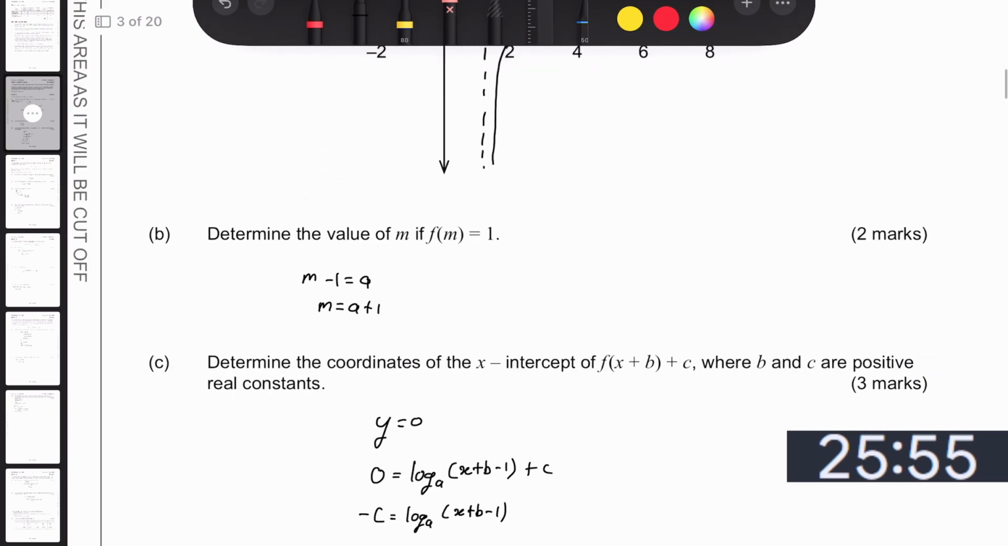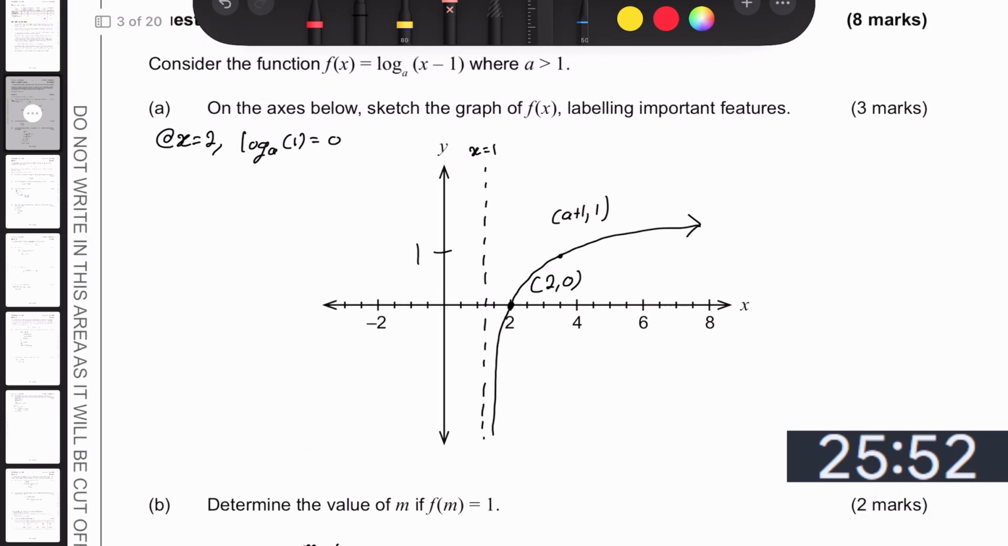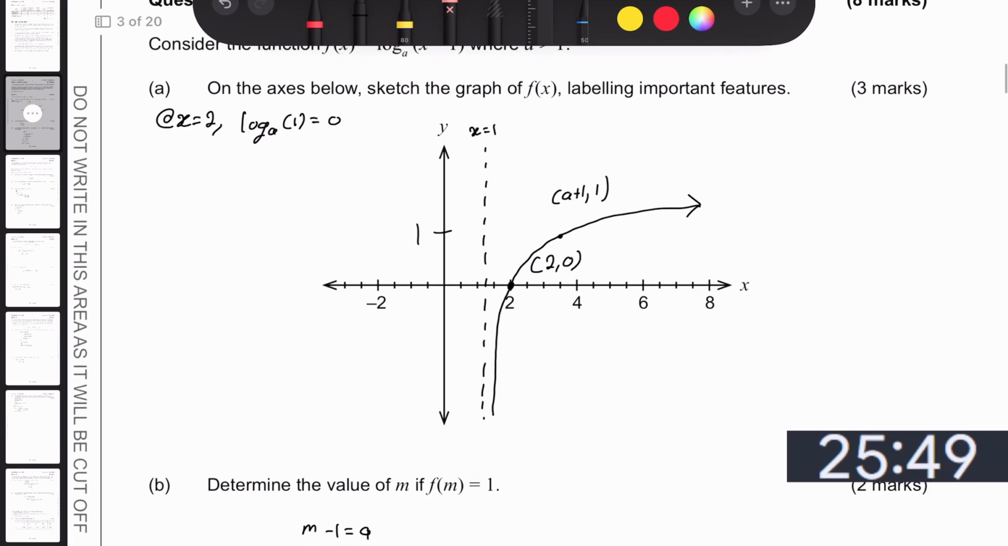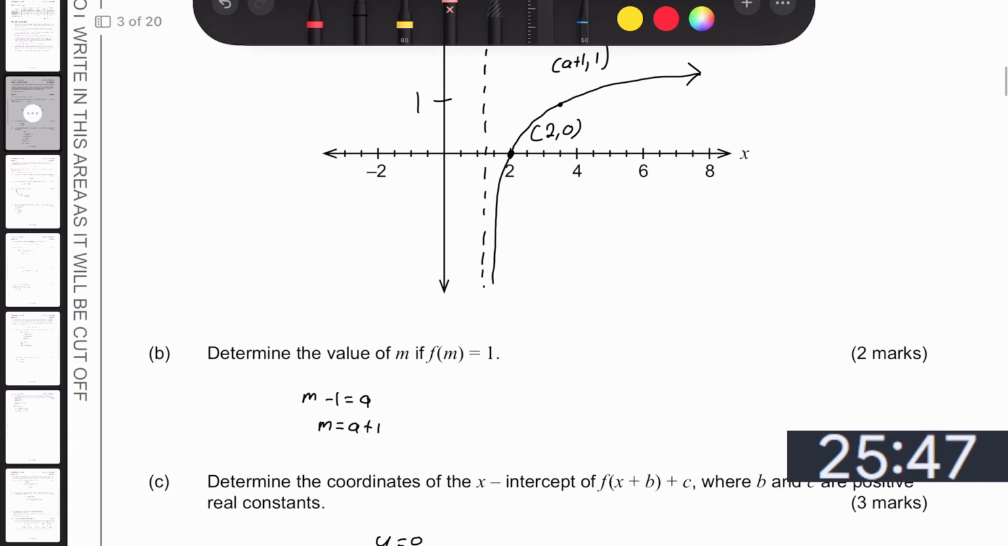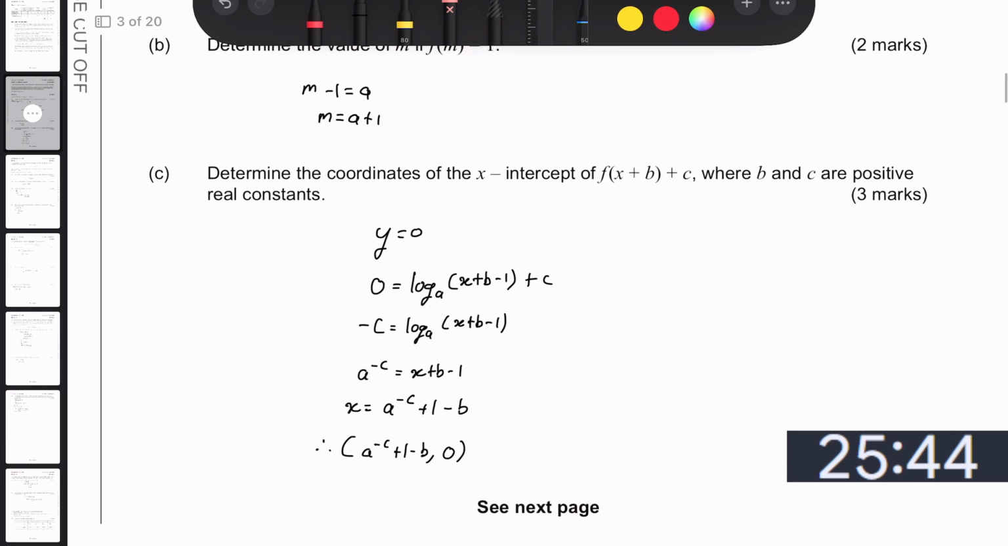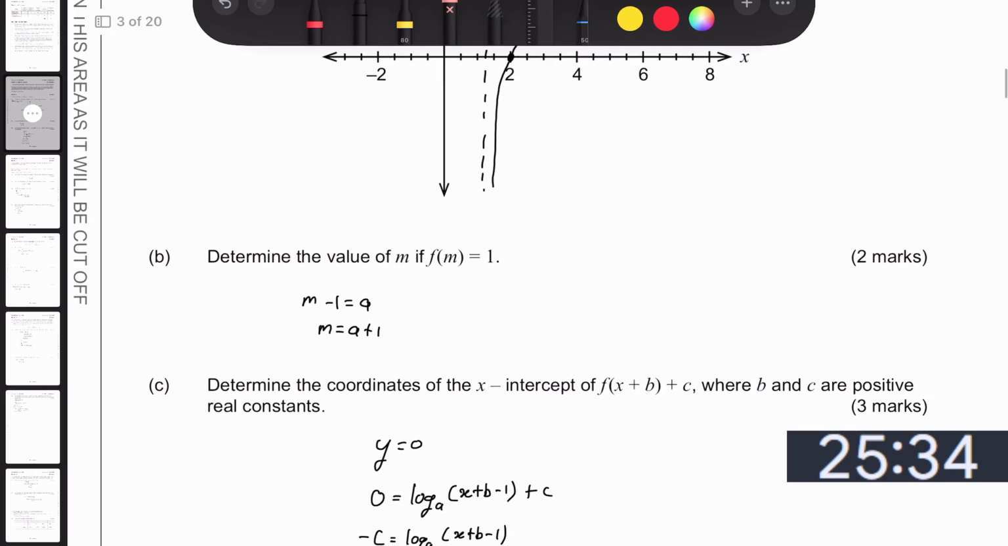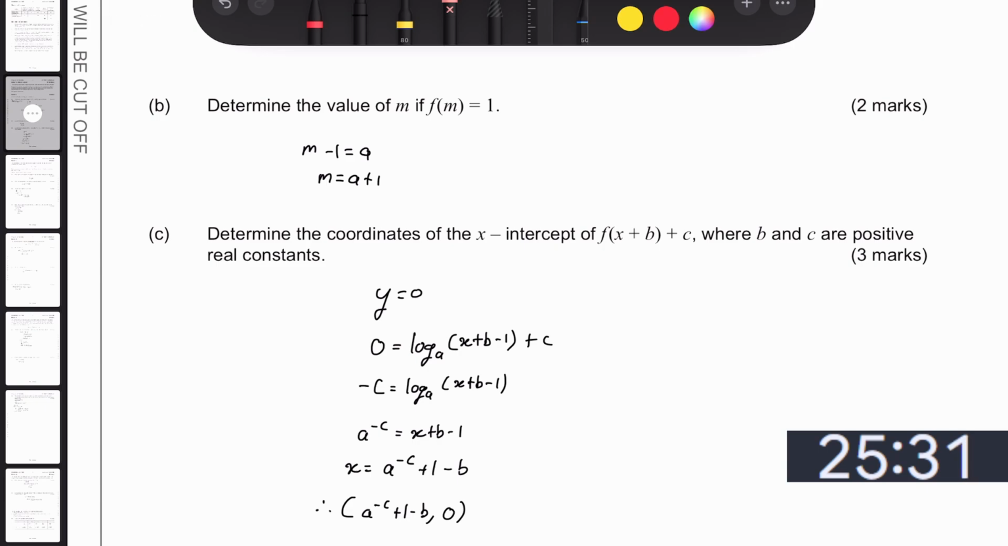Determine the value of m if f of m is equal to 1. If f of m is equal to 1, then 1 is equal to log a of m minus 1. So then m minus 1 must equal a, m is equal to that. The x-intercept of f of x plus b plus c, if b and c are positive real constants. So then 0 is going to be equal to log a of x plus b minus 1 plus c. So negative c, a to the negative c, a to the negative c plus 1 minus b, 0.